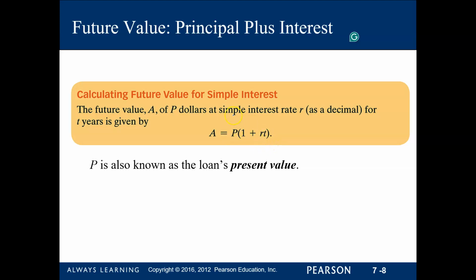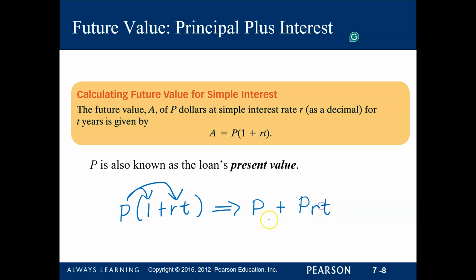Okay? So if you would remember, using the distributive property P times 1 plus RT, if we distribute P, this is going to be P times 1, which is P, plus P times RT, which is PRT. Now, if you would remember, P is the amount that was borrowed, or the original amount borrowed or deposited. Plus, what is PRT? We've seen this already. This is the simple interest. So the future value is when you combine the principal and the interest together.